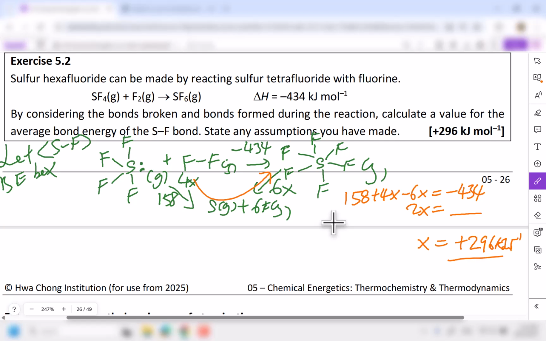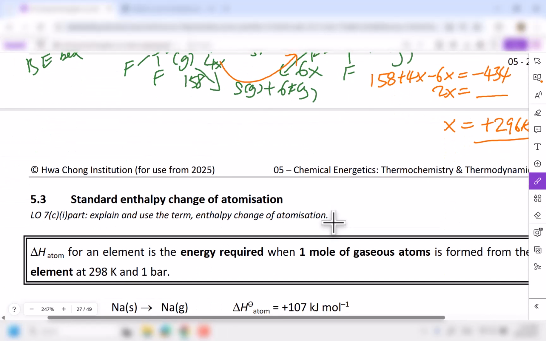So the assumption I've already highlighted. We assume that the SF bond strengths for SF4 and SF6 are the same. But this is far from the truth. They are not the same. In fact, they are quite different. So why are they different? You learn more in university when you encounter molecular orbital theory, because that will help you to firm up your understanding. Right, so we're going to move on to the next part.